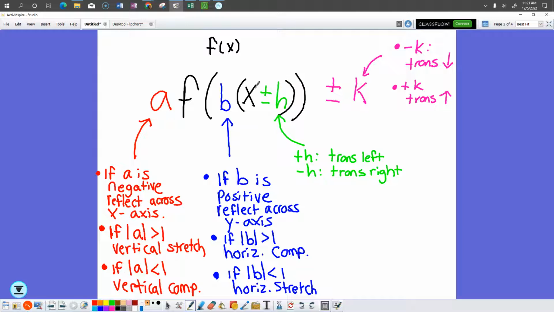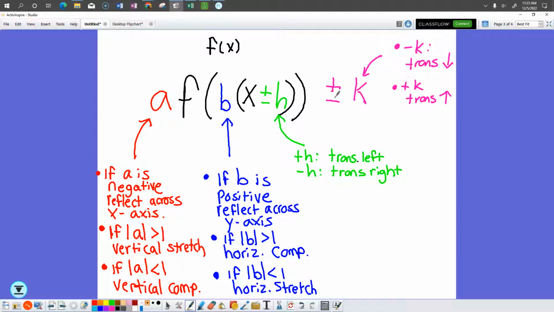Another thing that we could do is the x could have a number either added or subtracted from it, and we call that the h. If you're adding a number to x, it translates or moves your graph to the left. If you subtract a number, it moves your graph to the right, that many spaces.